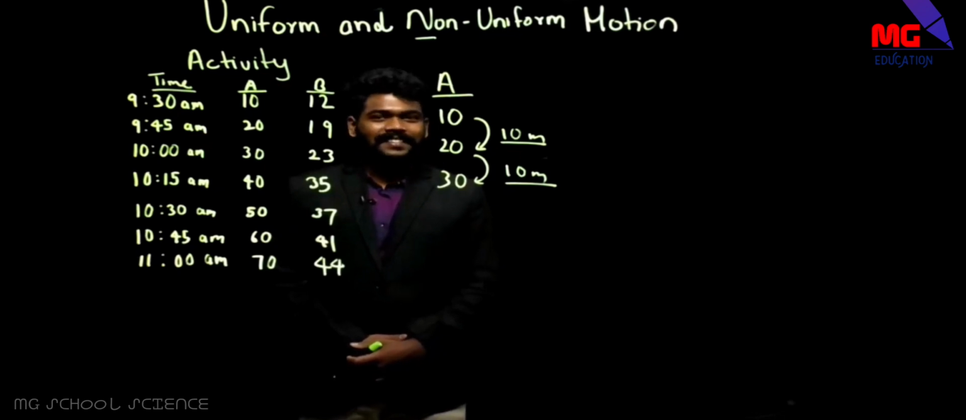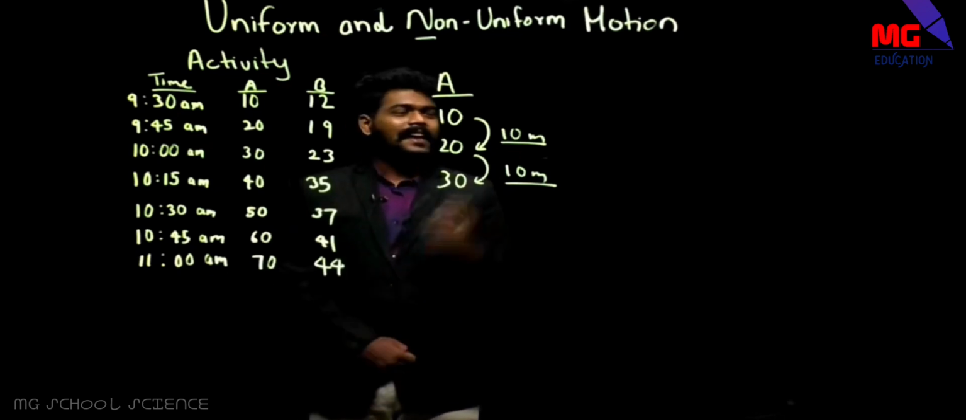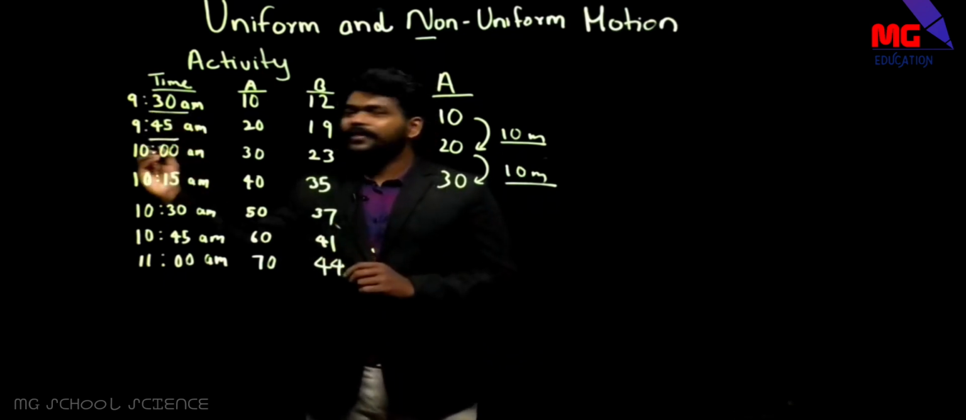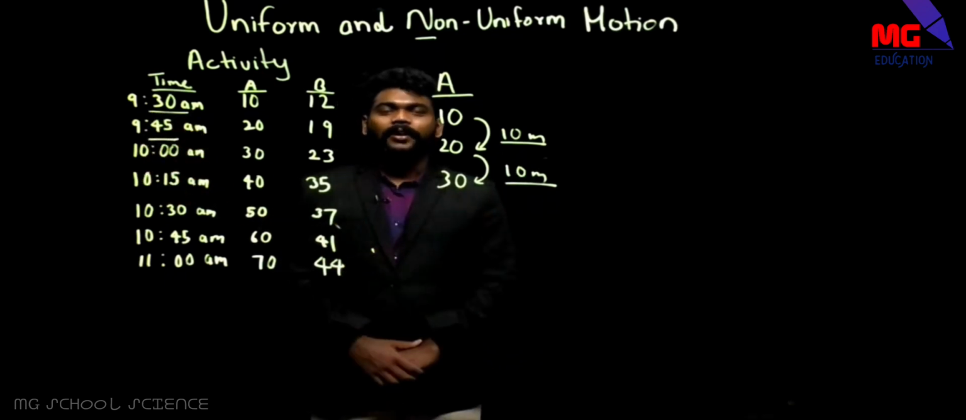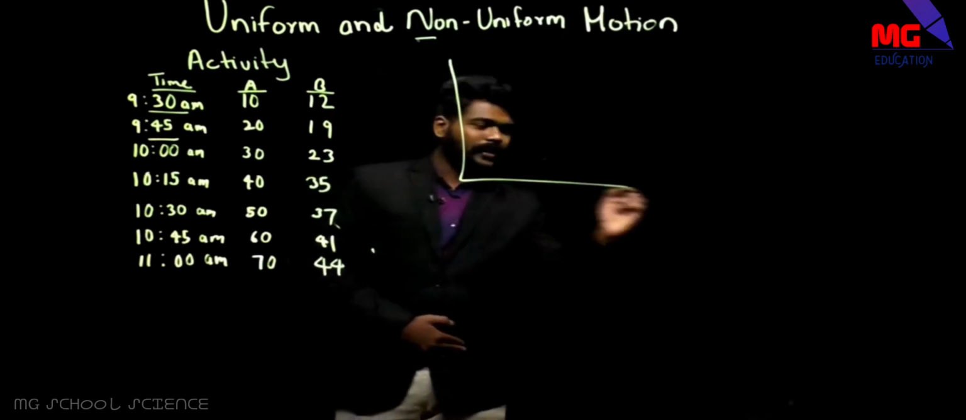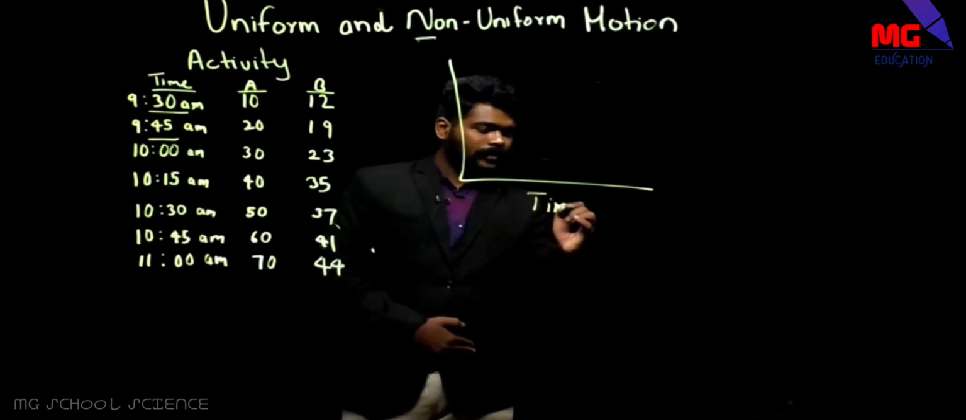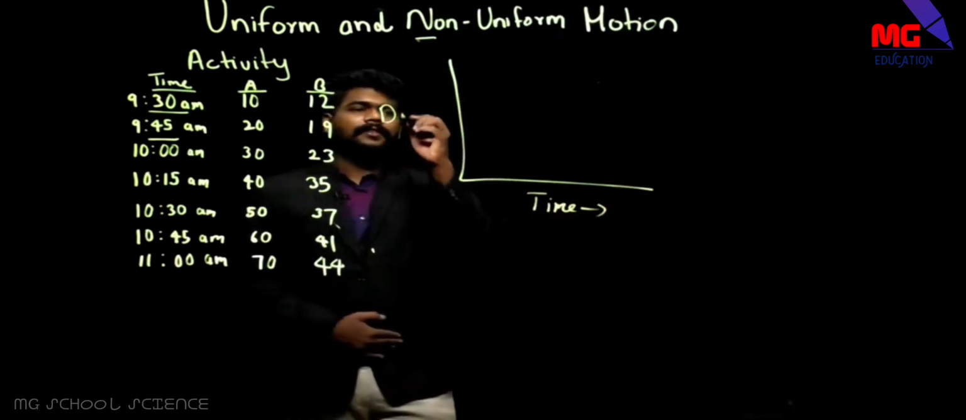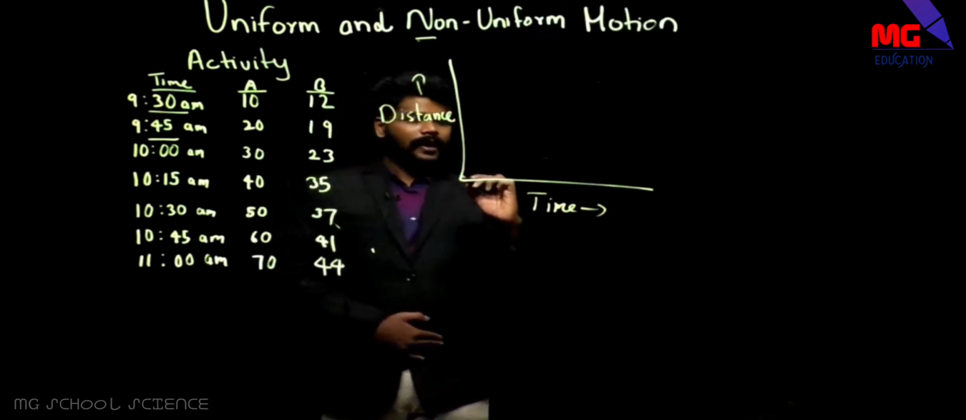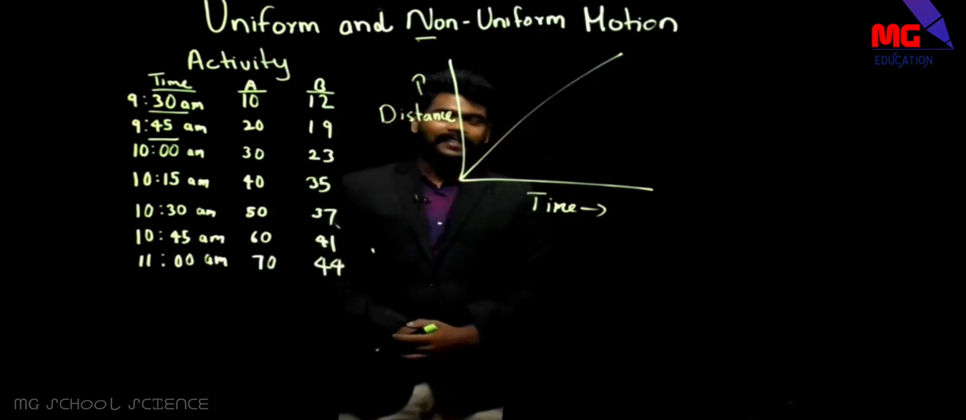We have seen this case, right? When an object travels an equal amount of distance in an equal interval of time, then we call that uniform motion, right? So, object A travels in uniform motion. In the case of object A, we get a graph plotted between time and distance as a straight line, isn't it?